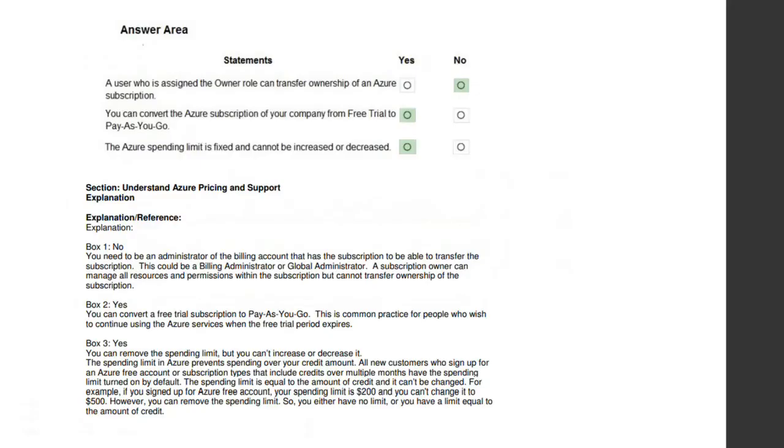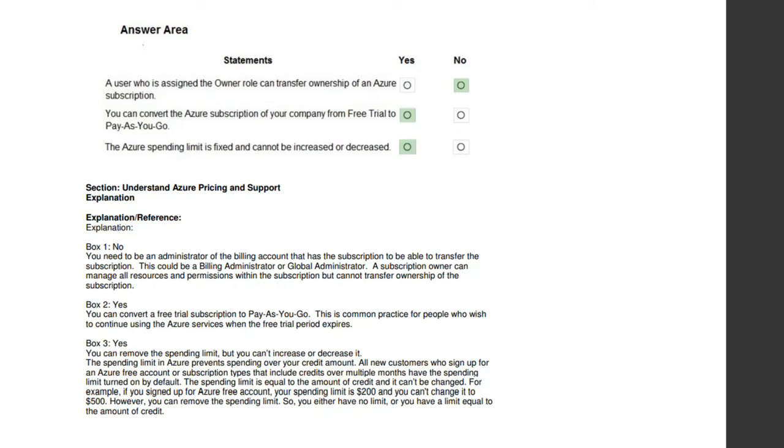So moving to the 153rd question. Here it's a true or false question. A user who is assigned the owner role can transfer ownership of an Azure subscription. So an Azure subscription cannot be transferred, and the answer over here is no. You can convert the Azure subscription of your company from free trial to pay as you go. Obviously you can do that. Everyone who logs into Azure and takes a subscription gets the trial version free first. Then if you are interested to continue the service, you can go for pay as you go. So the answer over here is yes.